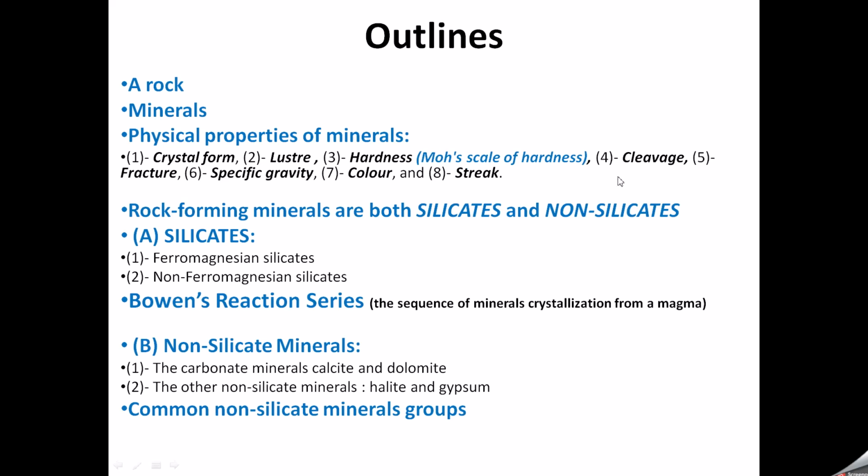We're going to study rocks, minerals, physical properties of minerals, crystal form, luster, hardness, and then we'll go through Mohs scale of hardness, cleavage, fracture, specific gravity, color, and streak. And then we'll go through rock-forming minerals, which are both silicate and non-silicate. And then through the silicate, we'll see two different types, ferromagnesian silicate and non-ferromagnesian silicates. And then we'll go through Bowen's reaction series, which studies the sequence of minerals crystallization from a magma. And then we'll go through the second part, which is non-silicate minerals, the carbonate minerals, calcite and dolomite, the other non-silicate minerals, halite and gypsum, and then common non-silicate minerals or mineral groups.